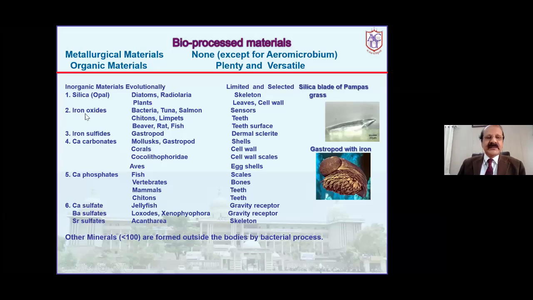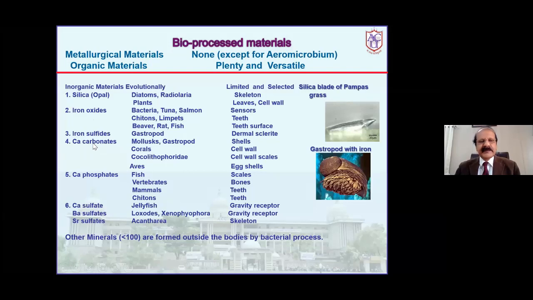Then iron oxides. We find iron oxides in bacteria, tuna fish, salmon fish, chitons, limpets, beavers, fish, and so on. And iron oxide forms in these organisms. It works like sensors, teeth surfaces, sclerites. Look at this picture, a gastropod having iron sulfide. And this gastropod has a kind of armor present to protect itself from the invaders. It's a very sharp armor in gastropod.